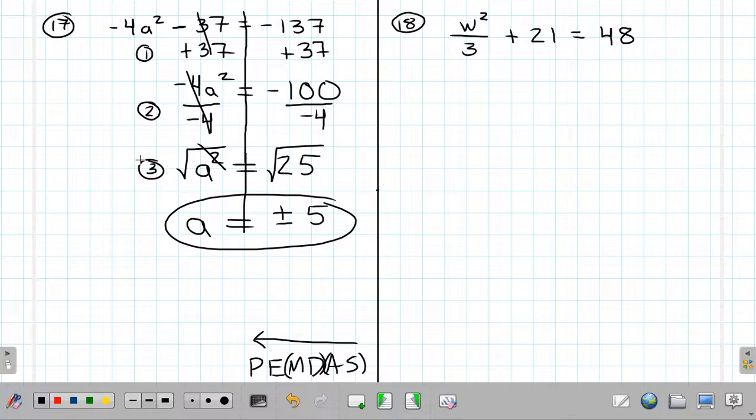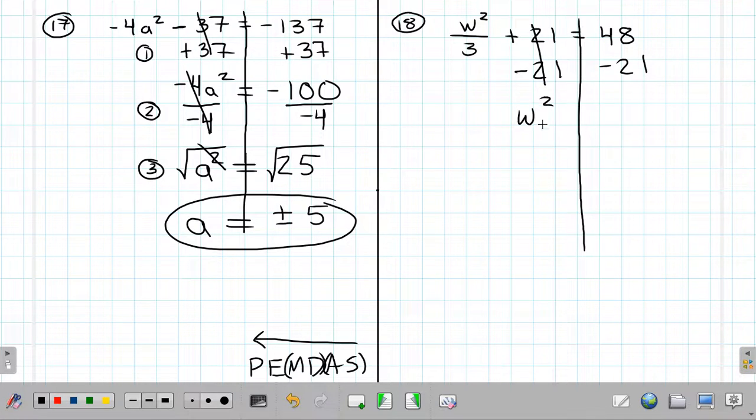Okay? Number 18, we're also going to have 3 steps because at the same time, we have to follow order of operations. So we have w squared, that's exponent, divide by 3, that's division, then add 21. So working backwards, that means my first step needs to be subtract 21. So that goes away. So we get w squared over 3 is equal to 48 minus 21. That is 27.